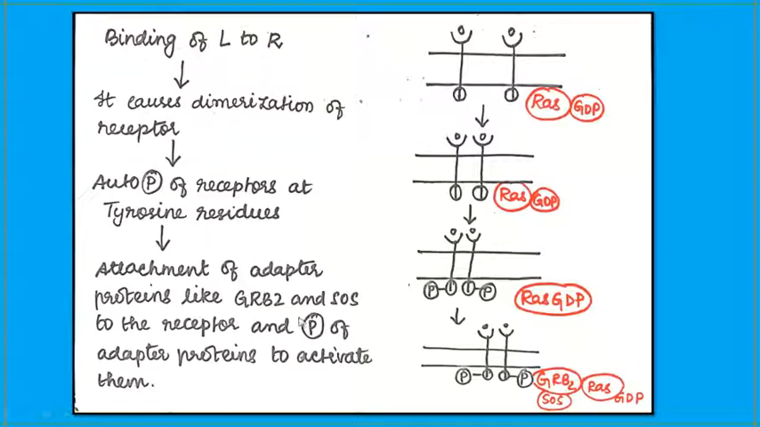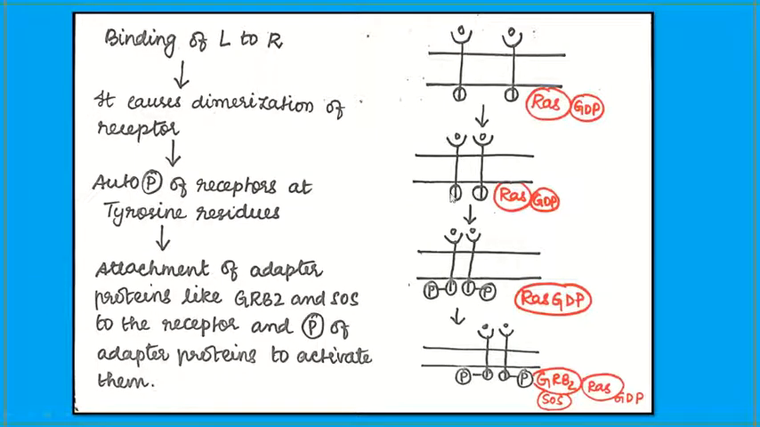So let's understand the pathway of RAS-MAP kinase. First, binding of ligand to the receptor. You can see this is the ligand that is binding to your receptor. The second step is dimerization of the receptor. When the ligand binds to the receptor, that causes dimerization of the receptor. The two receptors will be dimerized. Then autophosphorylation of receptors at the tyrosine residues. After the receptor has been dimerized, they will autophosphorylate, that means cross phosphorylate each other at the tyrosine residue. Okay, so that is the third step.